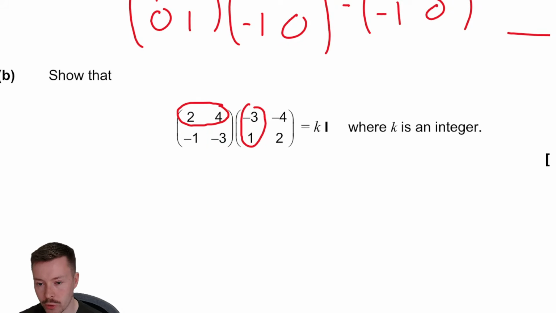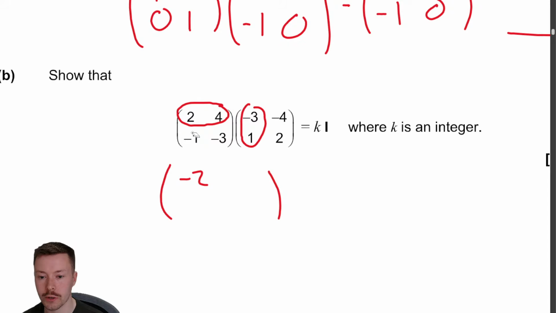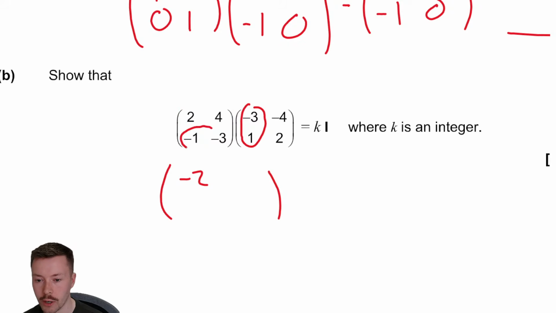Right, carrying on with this, you do 2 times minus 3, which is minus 6, and then you do 4 times 1, which is 4, minus 6 add 4 is minus 2. Okay, now we are going to do minus 1 and minus 3 times by minus 3 and 1. Minus 1 times minus 3 is 3, minus 3 times 1 is minus 3, add them together we get 0. Okay, and that makes sense because we want something times by the identity matrix, which is 1, 0, 0, 1. So if I've done this right, the rest of this should be 0, minus 2. It should be the same thing. So let's have a go.